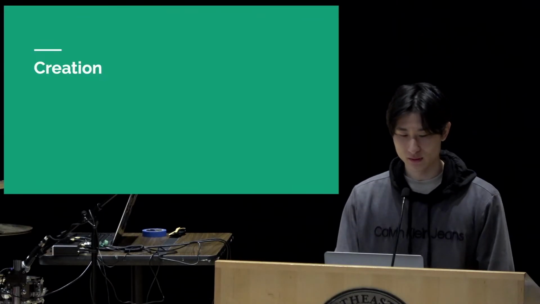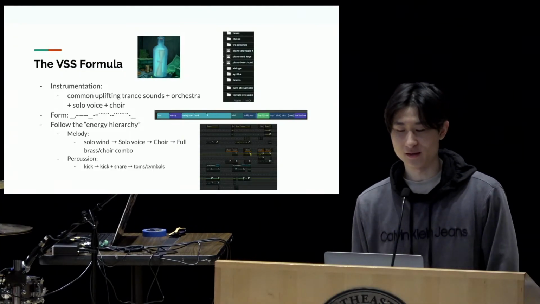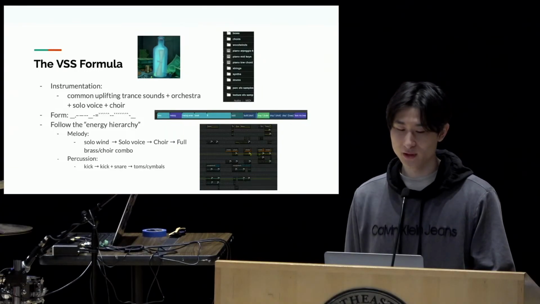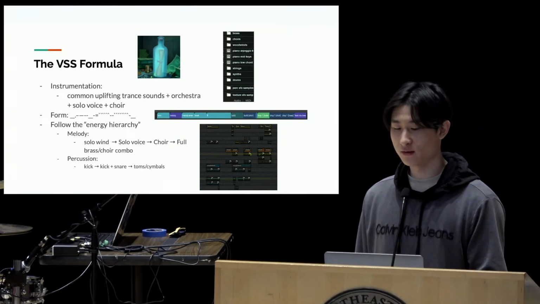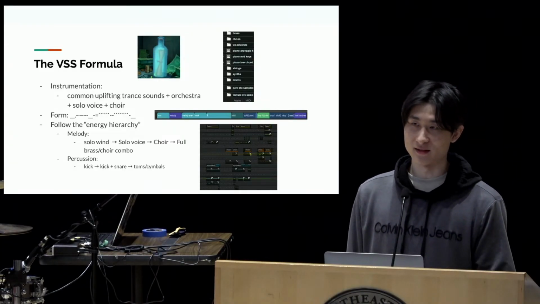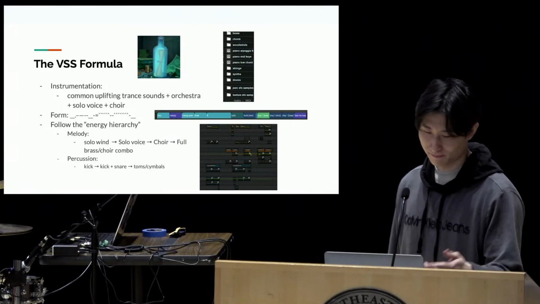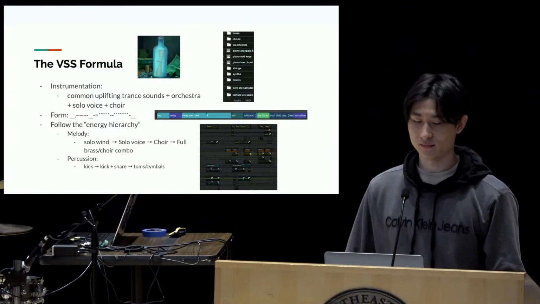So let's go into my creation. Compiling all these things together, we get this BSS formula. We have instrumentation: you just use the common trance sounds, and then the orchestra, and they like to add solo voice and choir. And then the form just goes up and down. And then you also have to follow this energy hierarchy.